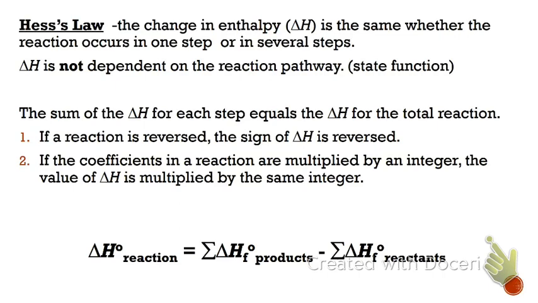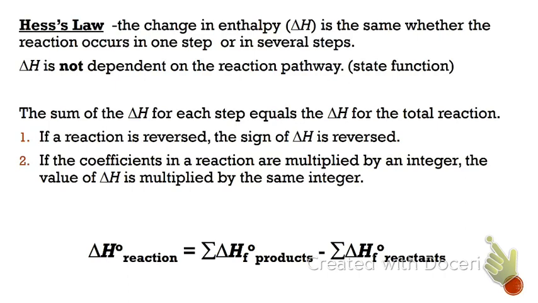So Hess's law is when we take the change of enthalpy, delta H, it is the same whether that reaction occurs in 1 step or several steps. It is not dependent upon the pathway that reaction took to happen. We call that a state function. It's not dependent upon how it got there. A real-world example of that is my daughters live in Dallas. There's a lot of different ways that I can go to Dallas. It doesn't matter how I got there. It matters that I went from Houston to Dallas. State function, I got to Dallas. The sum of delta H for each step equals the delta H for the whole reaction.